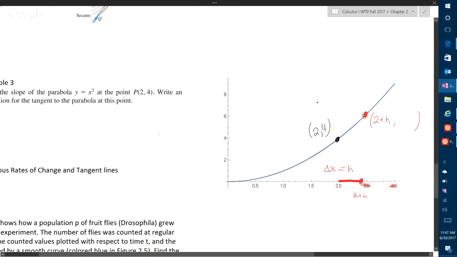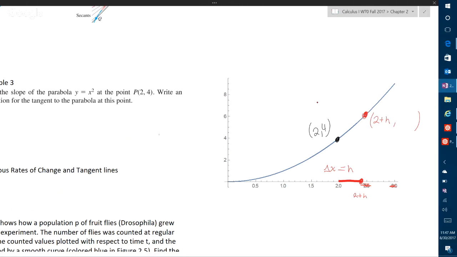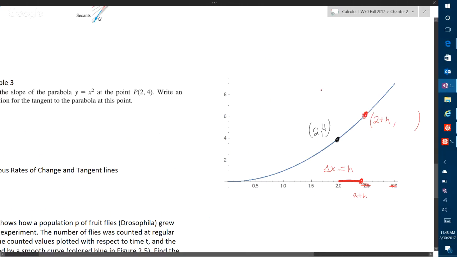Yeah, so how would I find the y component of that? Not quite. I'm looking for the y component, right? I'm looking for the function value. To find function values, you take the x value and you plug it into the function, you get back the y value. What's the function that we're looking at? X squared. So I have to plug in 2 plus h in for x. Yeah, so it'd just be 2 plus h squared. Two plus h to the second power.